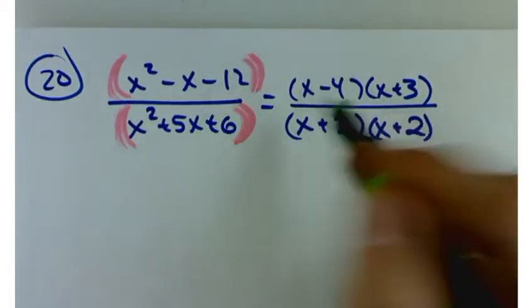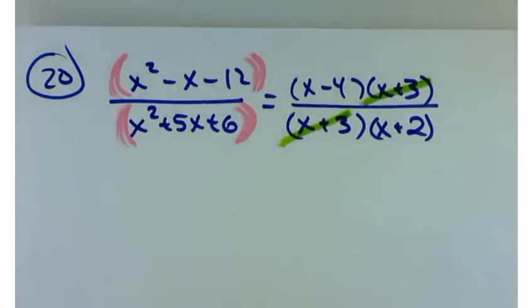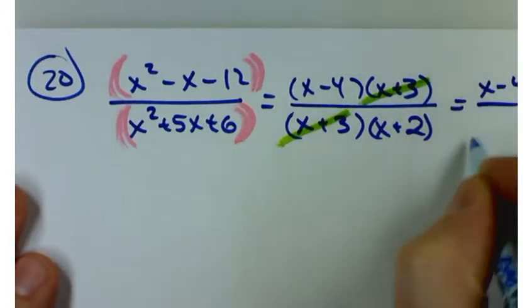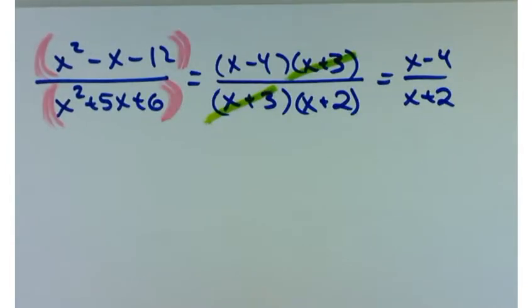And then the good news is that here you can actually cancel. The x plus 3's cancel. And that leaves you with your final answer of x minus 4 over x plus 2. And that's it. That's as far as you can go. Please don't cancel the x's. I know it's tempting, but we can't. We're going to leave it like this.